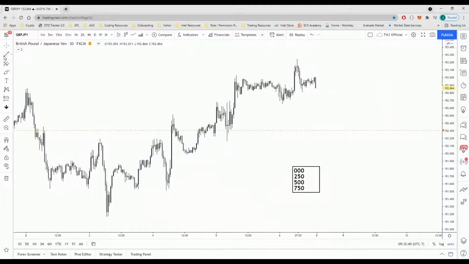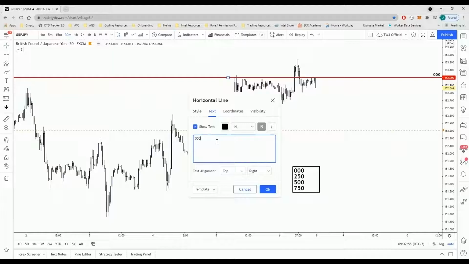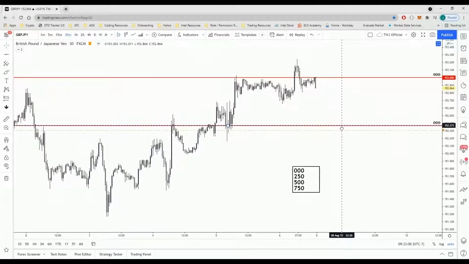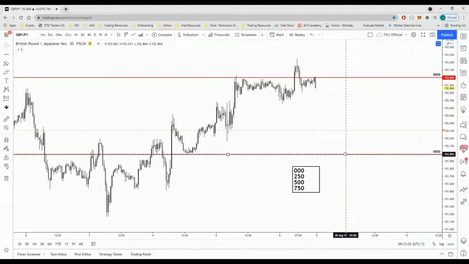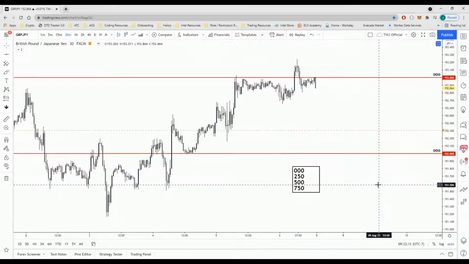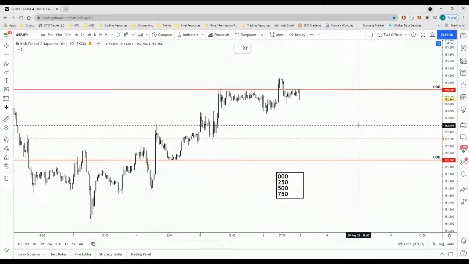Now, let's go ahead and map these out on the actual chart here, so you guys can see exactly what I mean. So 153.000, you see that .000. We'll keep that there, and I'll change this text to 000 so that you guys know. And then we'll come all the way down to 152 flat, 152.000. Cool. So right here we have the two institutional levels. Now we're going to mark up the 500.